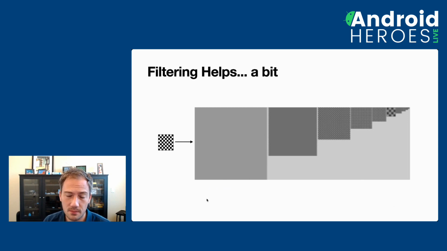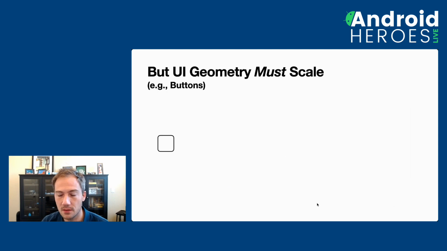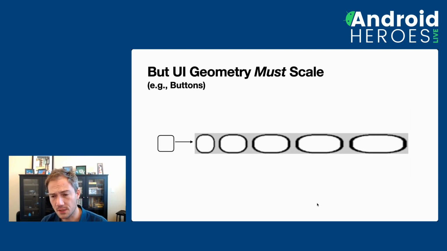So scaling bitmaps works-ish, but it's by no means a perfect solution. You have to be very careful when you do that. And I'm mentioning that because some of our UI geometry must scale, right? Like I mentioned, when we are using background drawables, let's say for a button, depending on the size of the text that's inside, we may need to change the size of the button. And if we were to just scale the bitmap without thinking of it properly, we would get this mess, right? As the button grows, we scale the corners and we scale the strokes, and it looks disgusting.